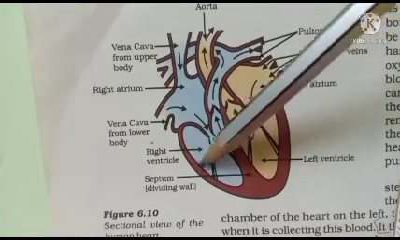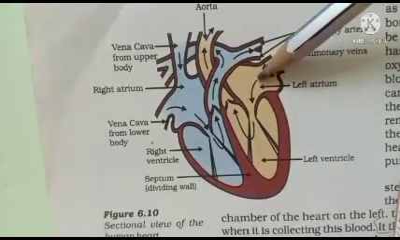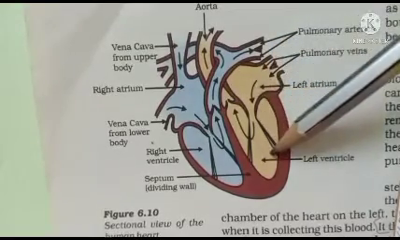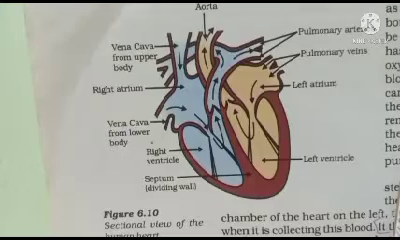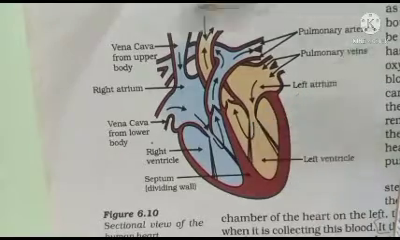So, the ventricle will be relaxing. Same way, when the left atrium contracts, the blood will enter into the left ventricle. So, the left ventricle will relax. Now, when it is filled with blood, these ventricles will contract.